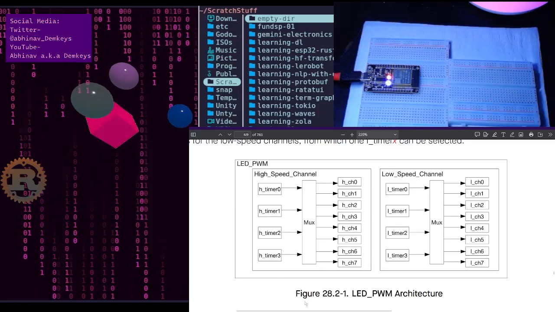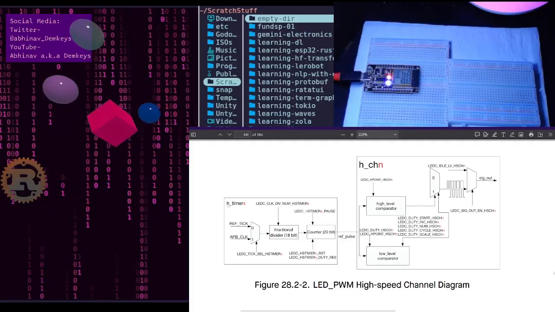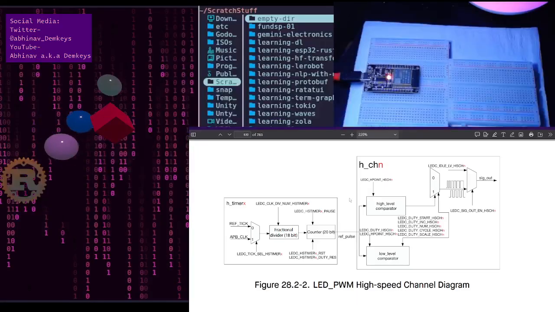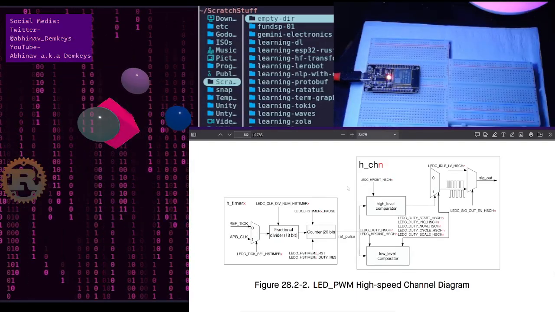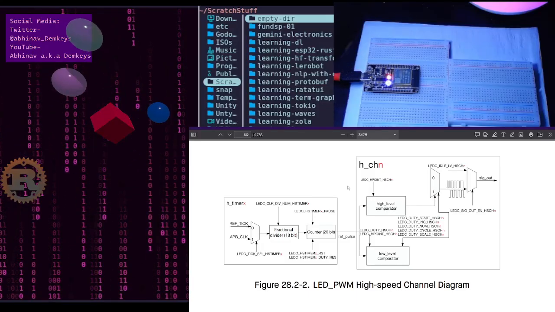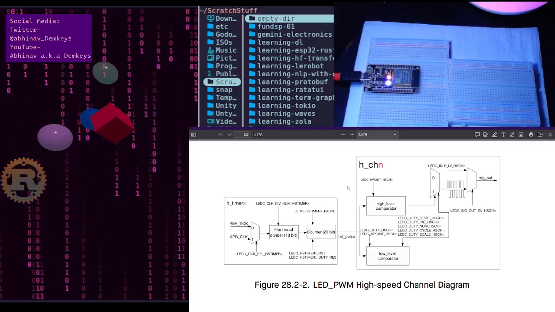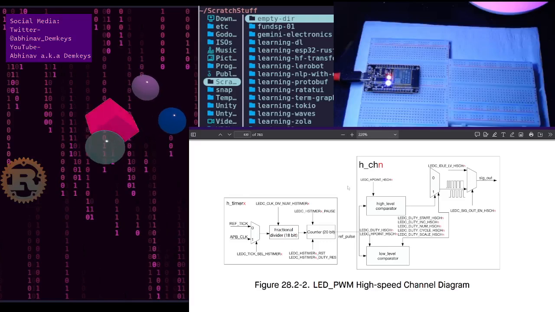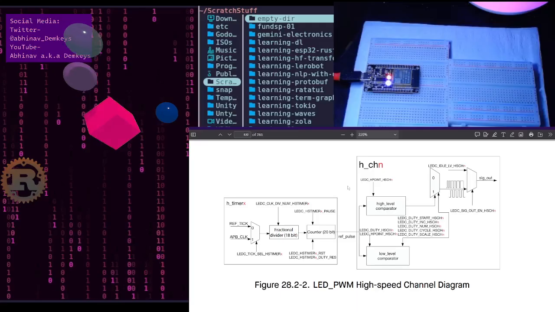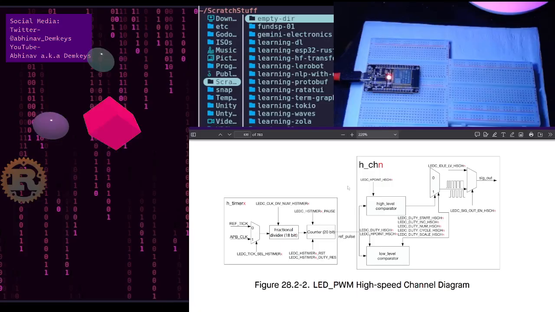So we have timer, mux, channel, right? So here we have the H timer and we have the H channel. LEDC H point HSCH. Okay, high level comparator. I guess this is where the comparator is used to decide at what point it is supposed to be high and what point it's supposed to be low, right? Why do we have two separate comparators for high level and low level?